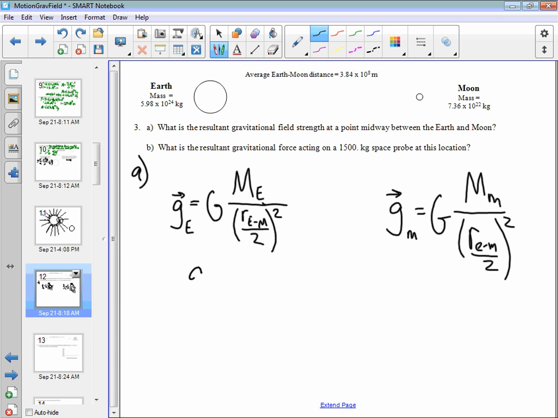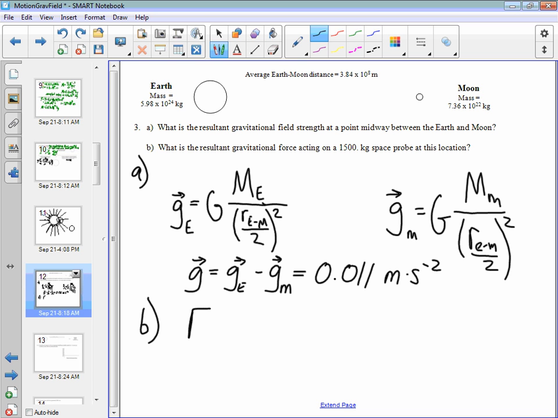And when you substitute in your numbers, what I end up with here, I'm not going to show all that right now. Spare you, you can plug them in on your own. This is equal to 0.11 meters per second squared. Very, very low. The next question asks, what is the resultant gravitational force?